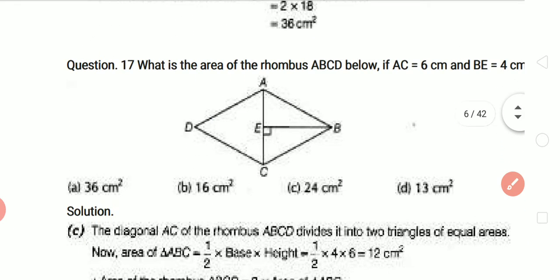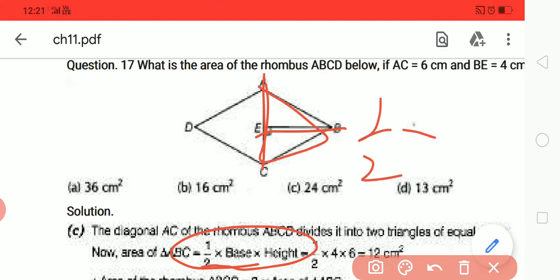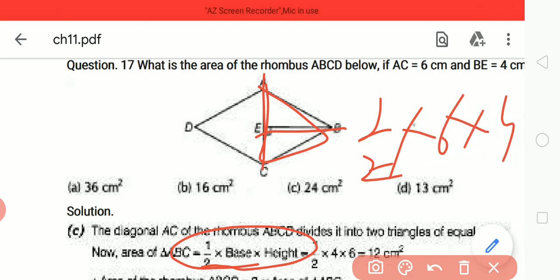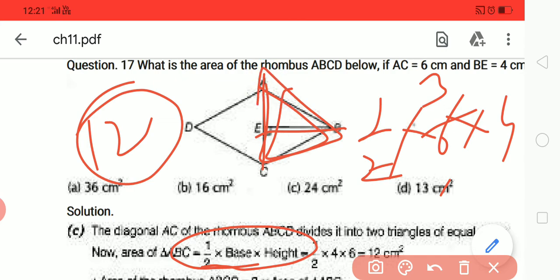What is the area of the rhombus if AC is 6, BE is 4? You have given AC is 6, BE is 4. You know that this is 1 by 2 into base into height. You can find the area from here. This is 1 by 2 into 6 into 4, you can cut 2 3s are 6, and 3 4s are 12 is the area of one triangle. So what is the area of two triangles? That is 24. C is the right answer.